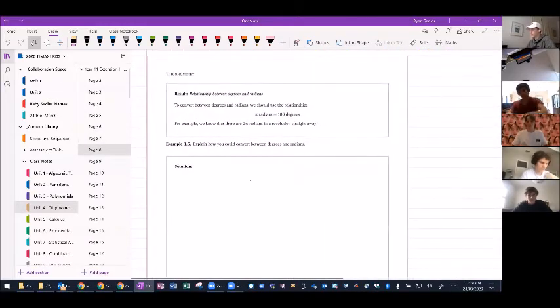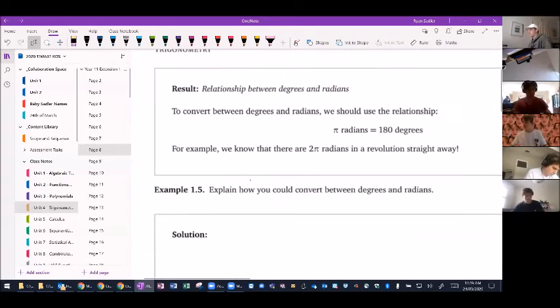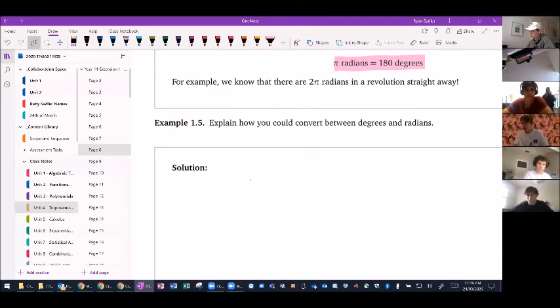And this is how you do it, right? You use this bit here. Converting between the two is going to become something that you need to do very often. Hopefully we'll just skip degrees completely.